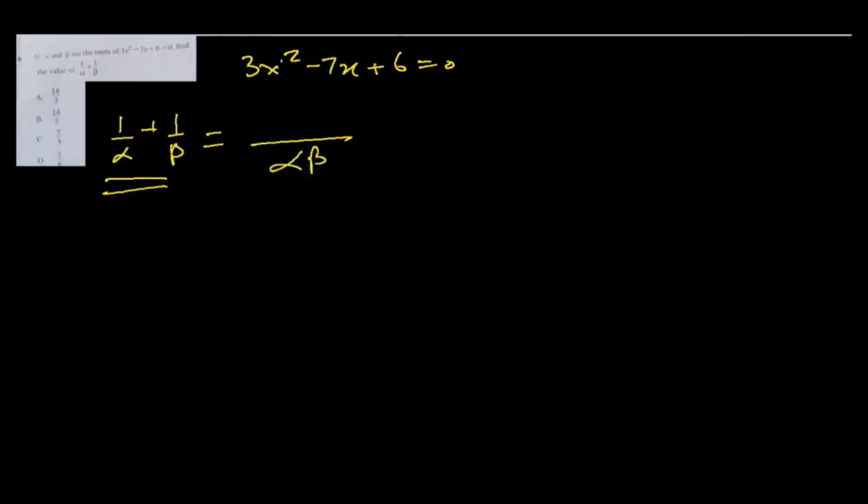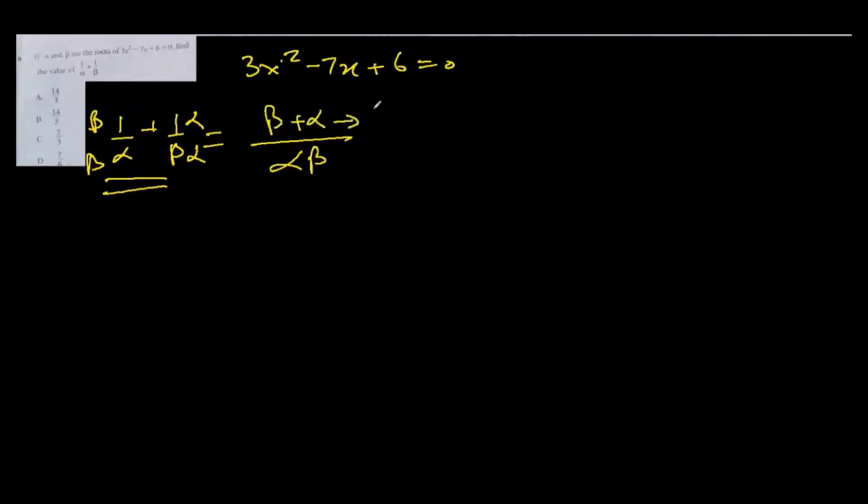In question number 9, they have given this quadratic equation 3x square minus 7x plus 6 equal to 0, and they're asking us to find alpha and beta, and then 1 over alpha plus 1 over beta, where alpha and beta are the roots of this. So let's try to simplify this. If we take the LCM of this, that will be alpha beta, right? And I'll multiply this by beta here, and alpha here. So it becomes beta plus alpha on the numerator.